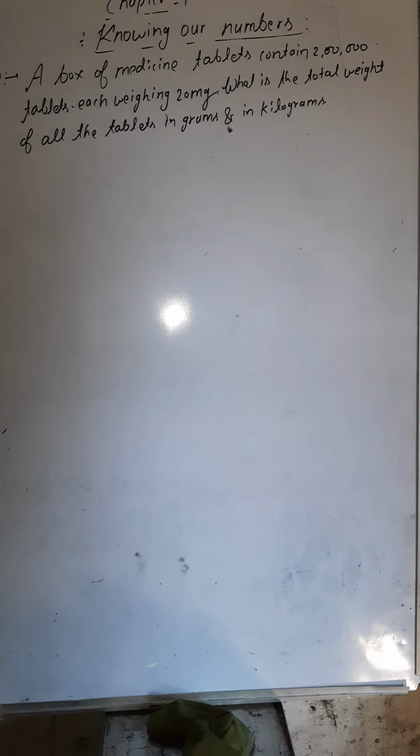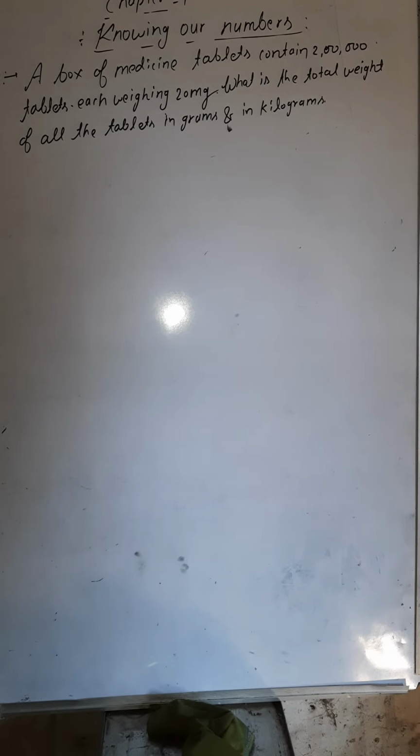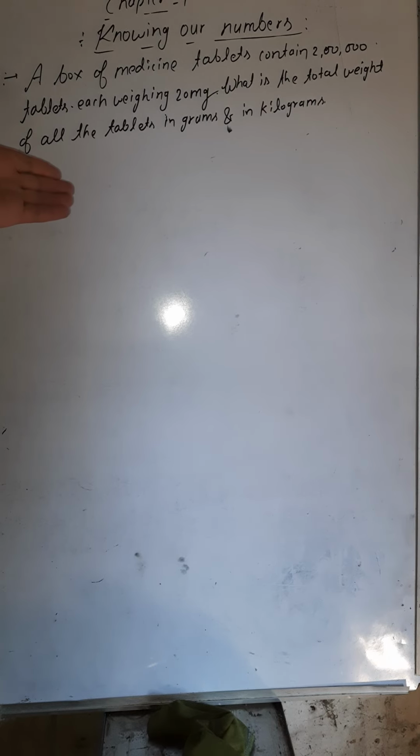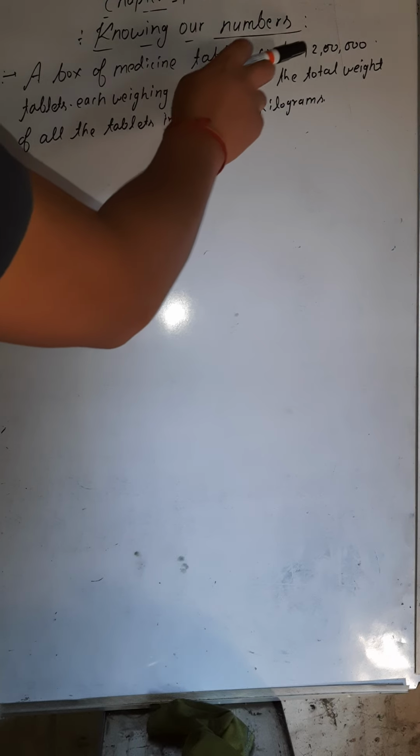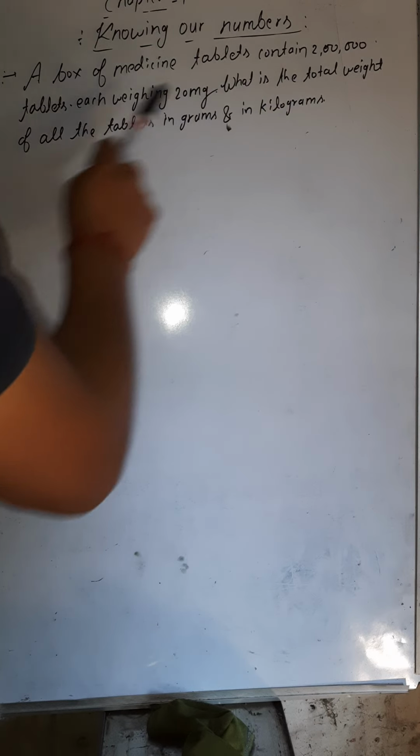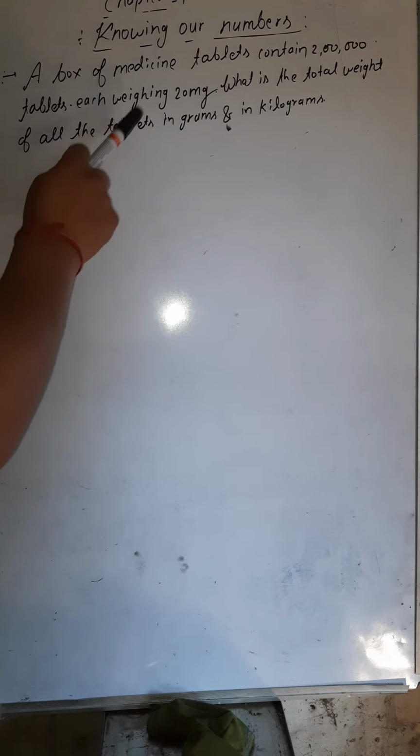So, hello, dear students. From now, we are going to start some new questions of the chapter Knowing Our Numbers. Question number one is there before you, written on the whiteboard. A box of medicine tablets contains 2 lakh tablets, each weighing 20 mg. What is the total weight of all the tablets in grams and in kilograms?